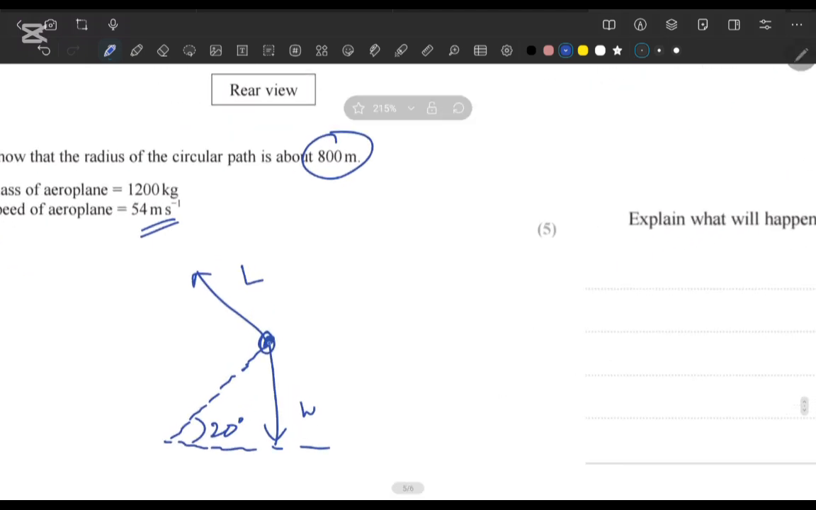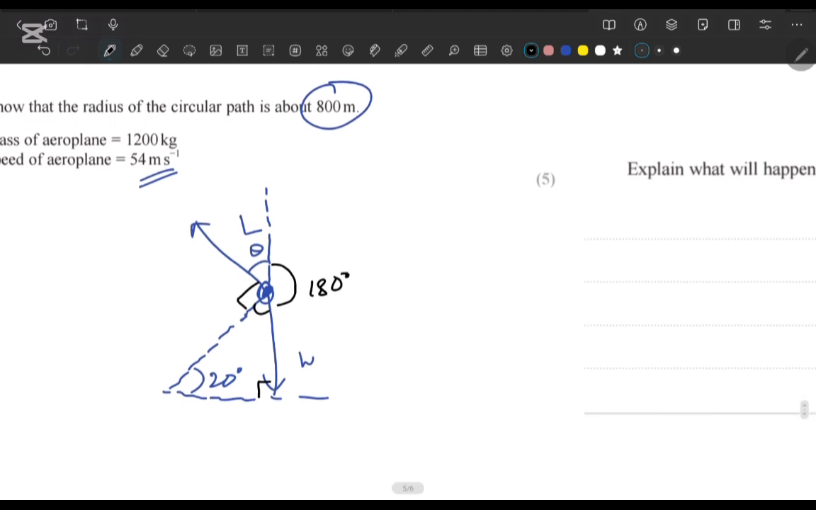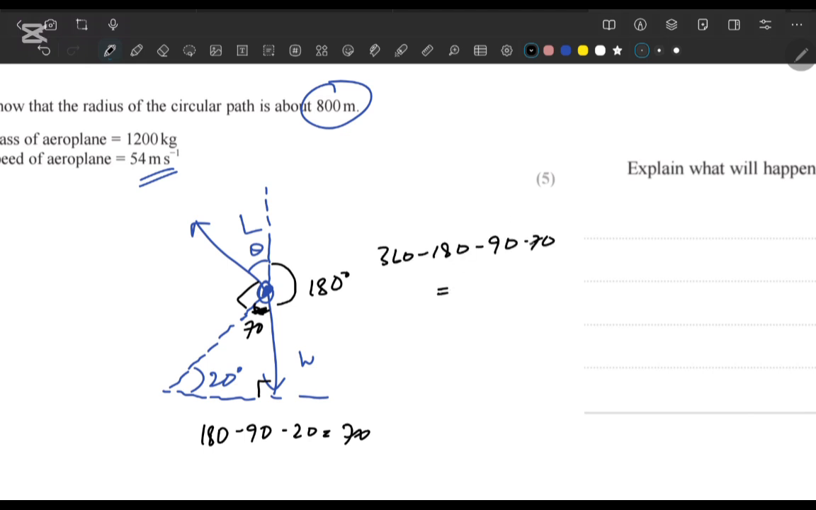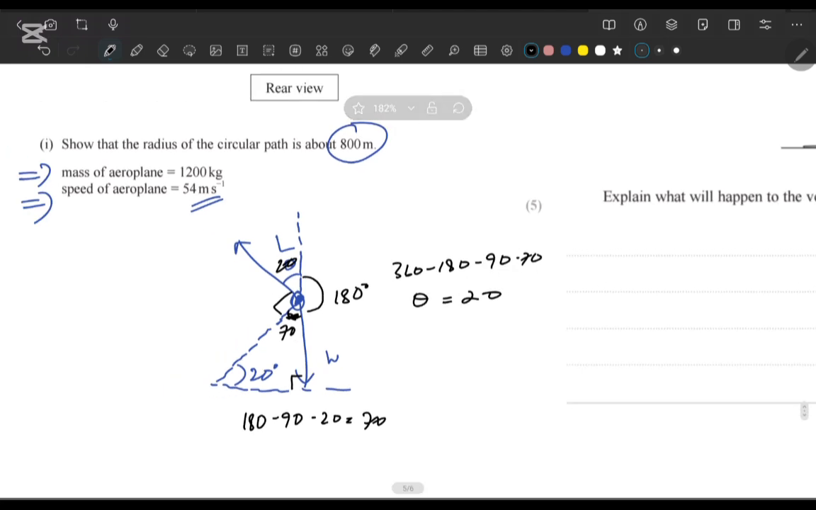So I'm going to need this angle right over here. Let's call it theta. One thing I know is this is going to be 180, this is going to be 90, and then I just need to find this angle right over here. We know angles in a triangle add up to 180, so this should be 180 minus 90 minus 20, which gives me 70. So this angle is 70. Now we can find the value of theta, and the value of theta is 20. So I hope that clears the angle stuff up.